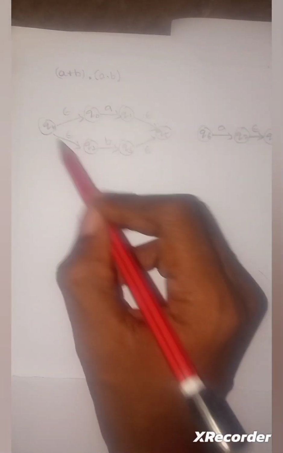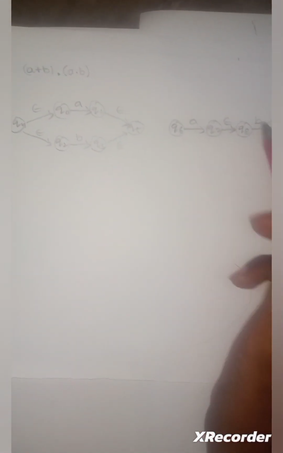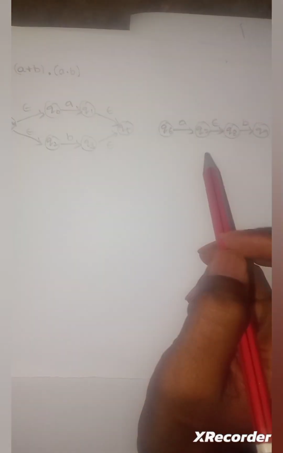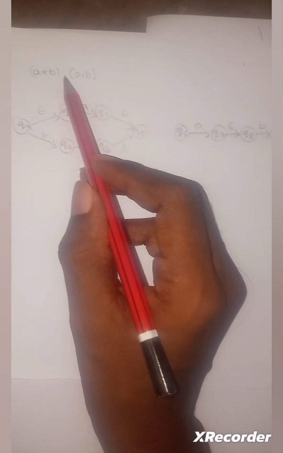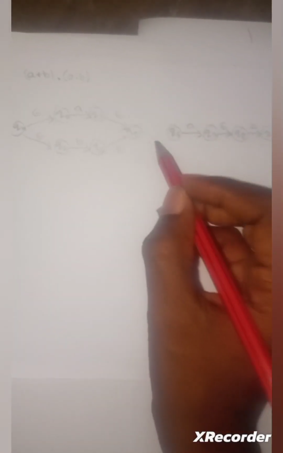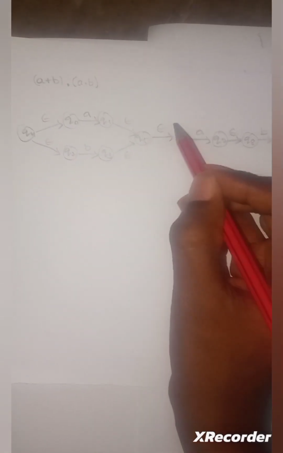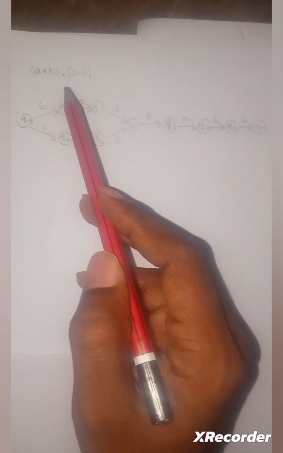So this is the representation of finite automata for A plus B, and this is the representation of finite automata for A dot B, right? And whenever we have dot symbol in between two input symbols, we have to join these two states by epsilon. So we have to join q5 and q6 by epsilon. So this is the way of converting the regular expression A plus B dot A dot B to finite automata.